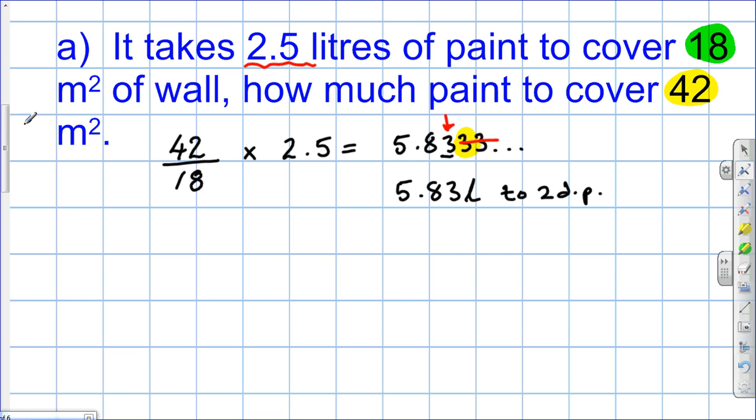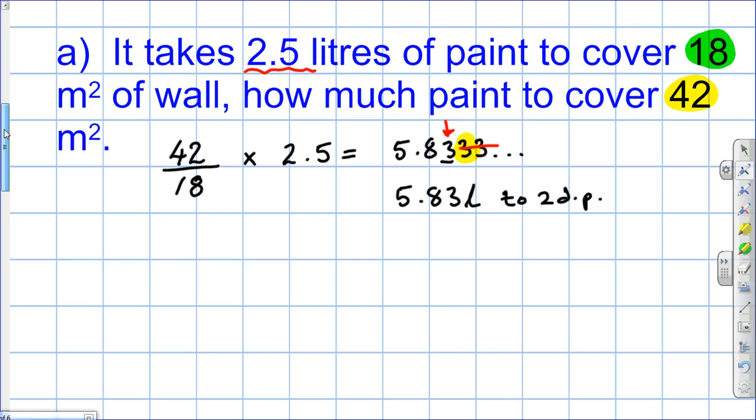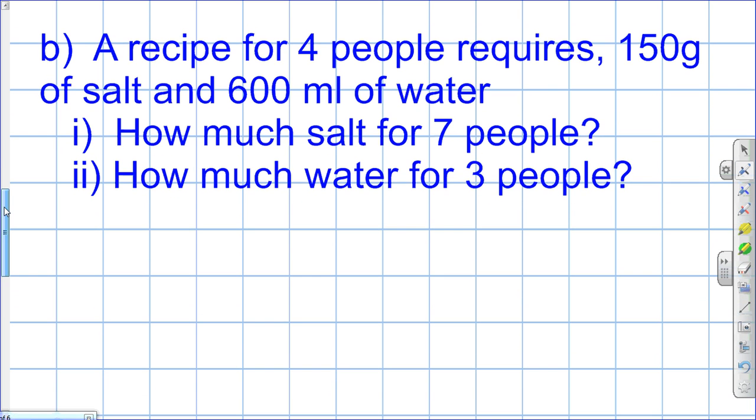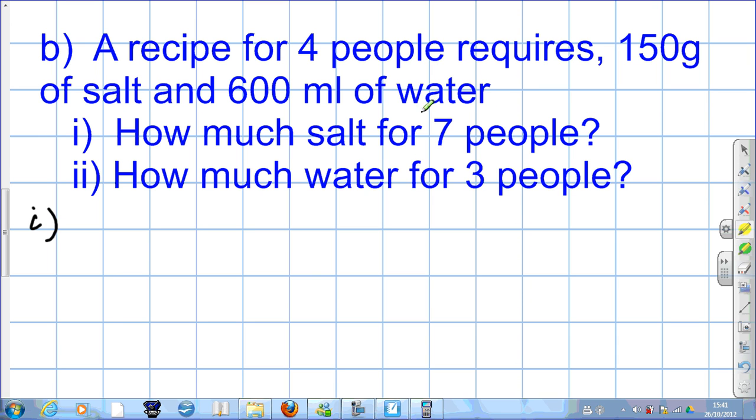Right, now let's see that use of fractions to solve a recipe problem. Now there's 2 questions here. We have opening information that there's a recipe for 4 people. It's 150 grams of salt and 600 millilitres of water. Let's do part 1 first. How much salt for 7 people? That's the key information. That's the first thing we write down.